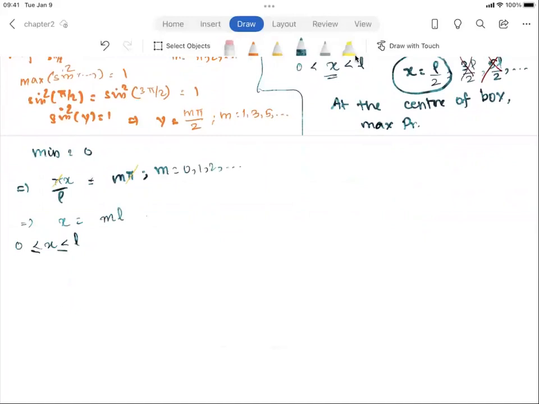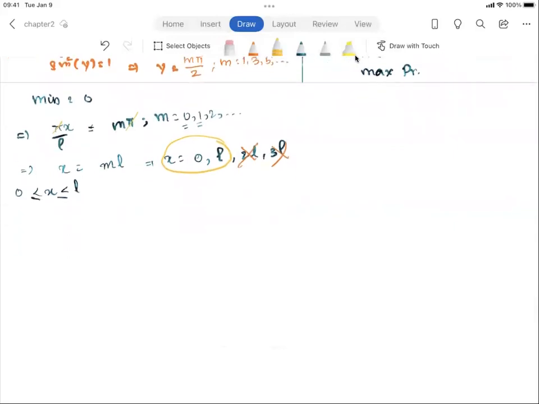So this would imply x can be, when n is 0, it's going to be 0. When n is 1, it's going to be L. When n is 2, it's going to be 2L and so on. But we are not going to consider those values because they fall outside the box. So x is equal to 0 and L are the values at which we observe minimum probability density of finding the particle inside the box.